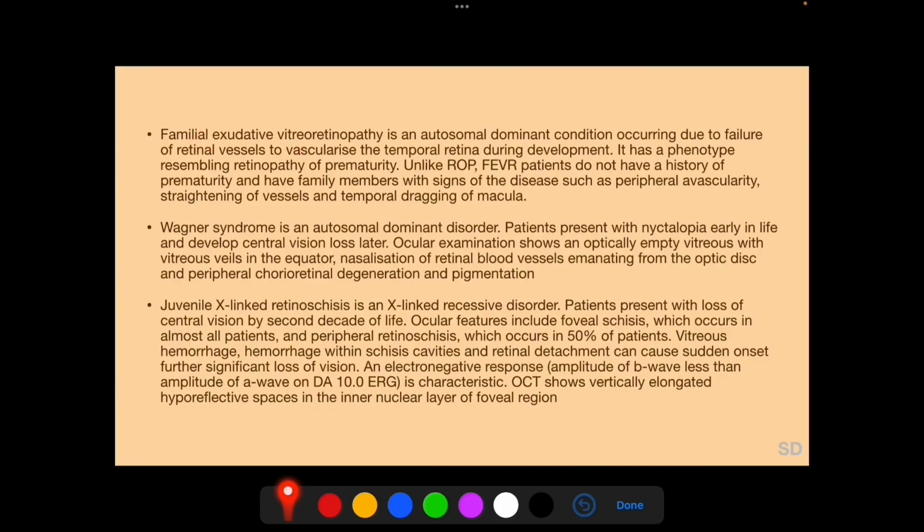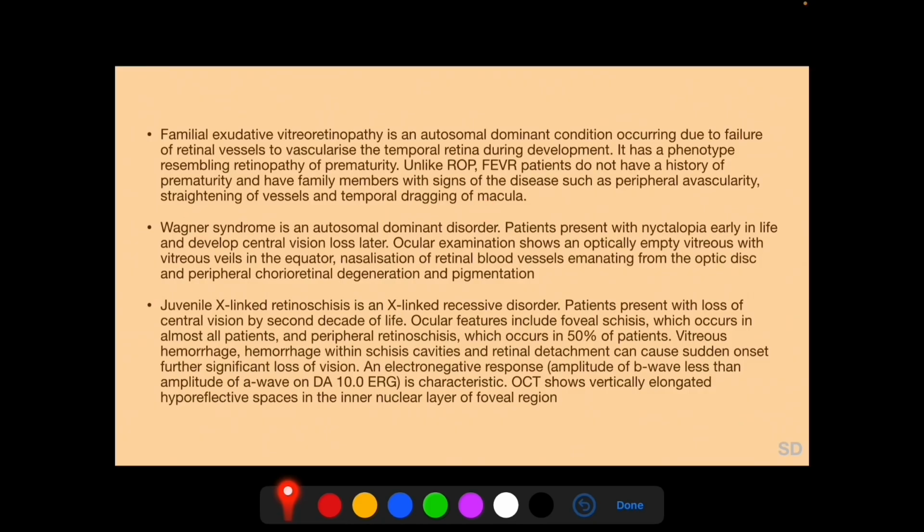Familial exudative vitreoretinopathy is an autosomal dominant condition occurring due to failure of retinal vessels to vascularize the temporal retina during development. It has a phenotype resembling retinopathy of prematurity, but unlike ROP, FEVR patients do not have a history of prematurity, and FEVR patients have family members with signs of the disease such as peripheral avascularity, straightening of retinal vessels, and temporal dragging of the macula.